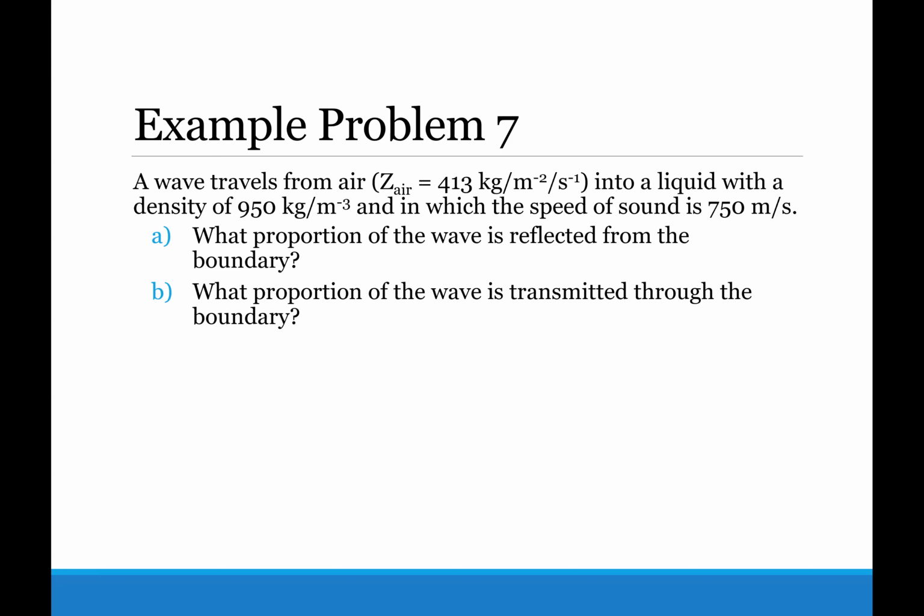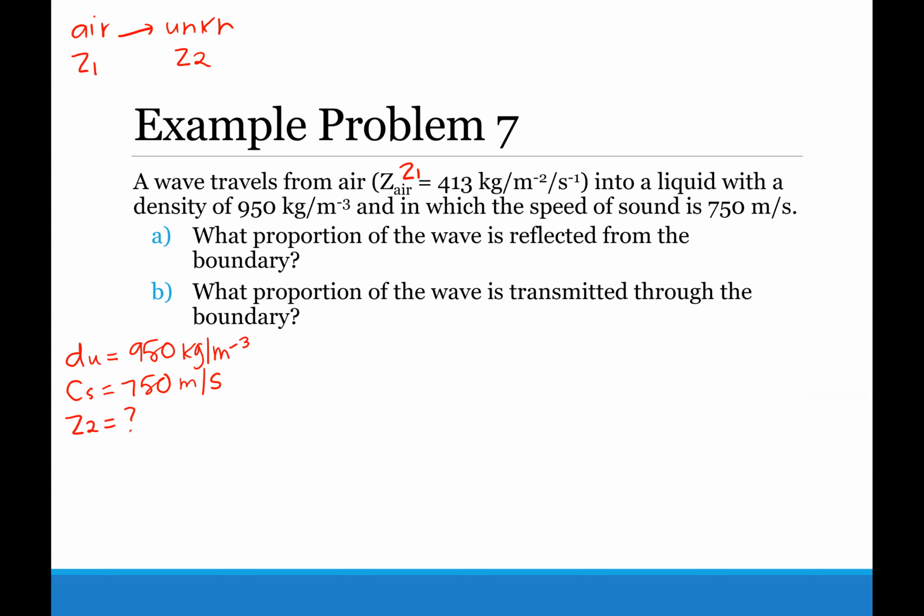So writing down what the boundary is, it goes from air into an unknown liquid. So air into UNKN for unknown. So air is going to be our Z1 and our Z2 is going to be the unknown liquid. It gives us the Z of air. It gives us the density of the unknown liquid, which is 950 kilograms meters minus 3, and it gives us the speed of sound through the unknown liquid, so CS equals 750 meters per second. So we have our Z1. This is going to be our Z1 here. We need to figure out what Z2 is, and that's going to be the added step.